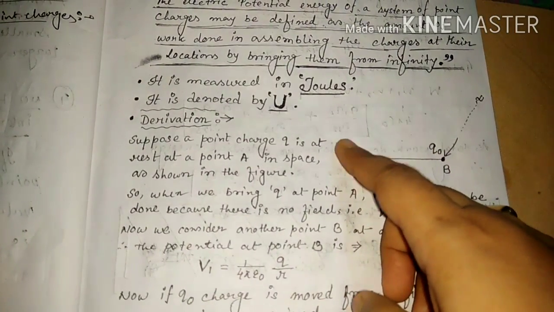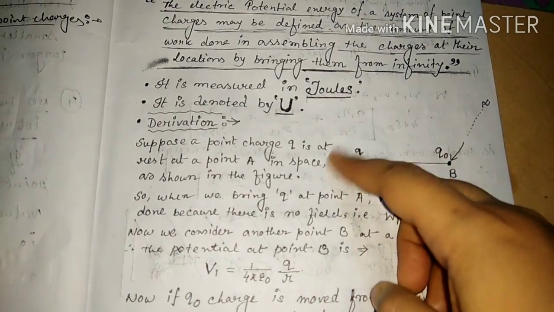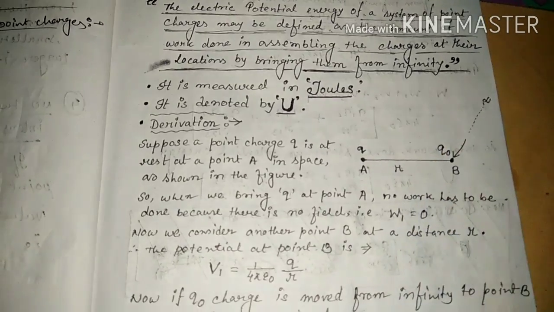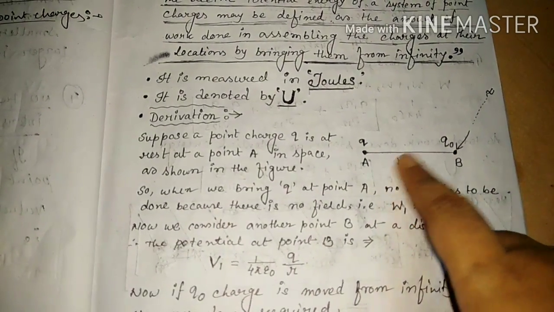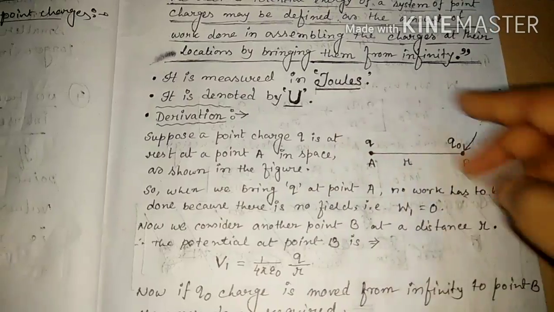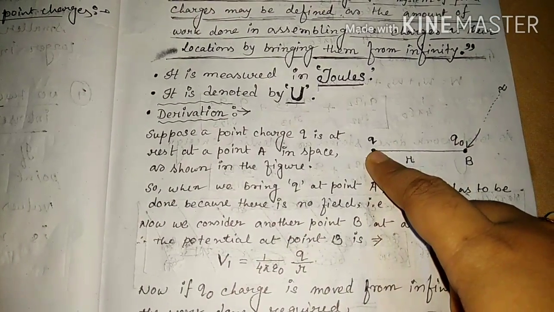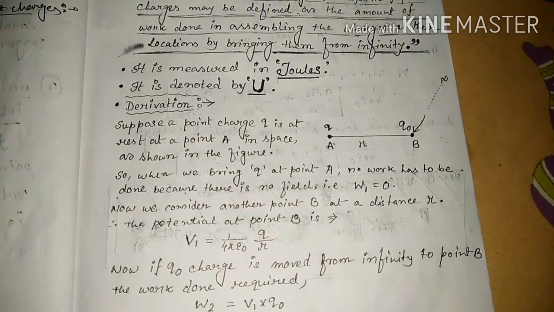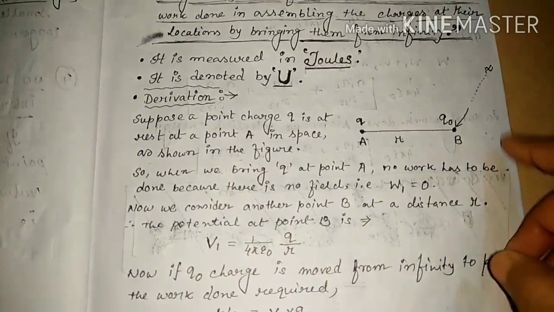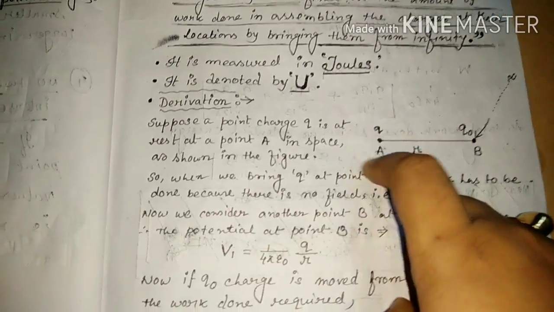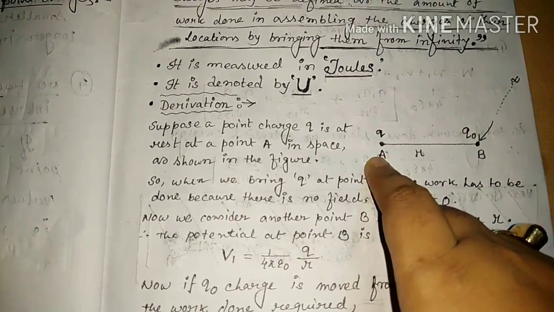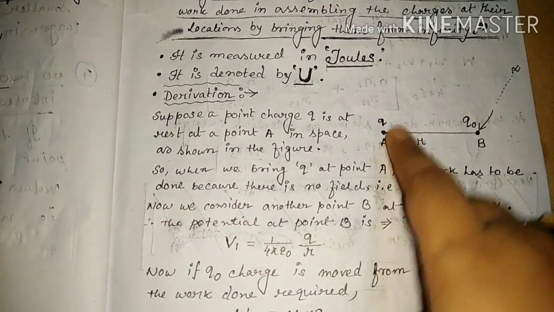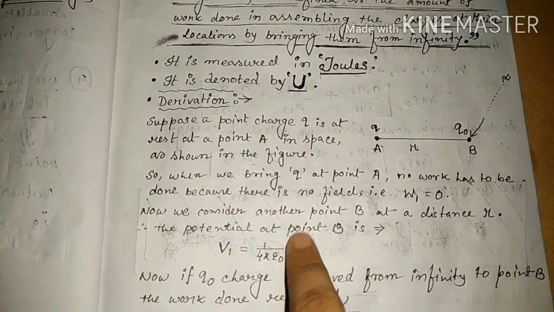Now when we place the charge Q, it creates an electric field, and we consider another point B at a distance R from it. At point B, what is the potential? We know that the potential is V equals 1 by 4 pi epsilon naught Q by R. So first we consider that at point A, Q is at rest. Now at point B, the potential due to this charge Q is V1 equals 1 by 4 pi epsilon naught Q by R.